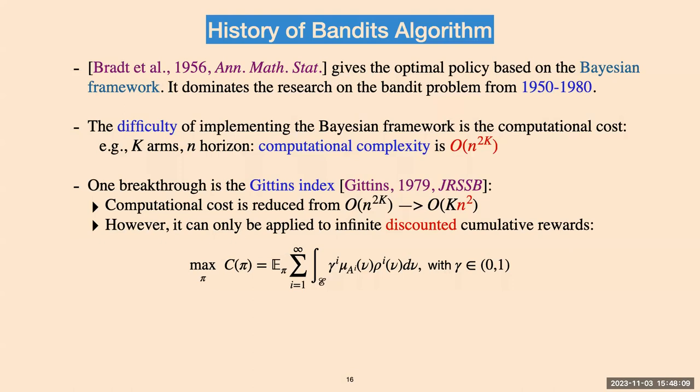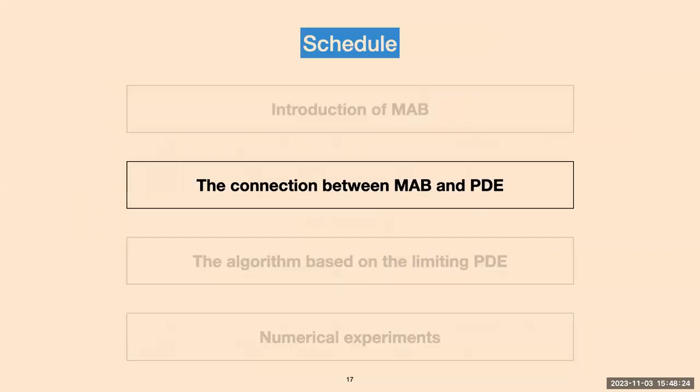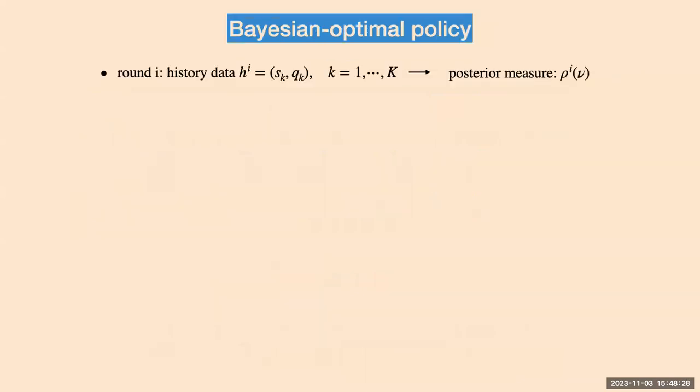Okay, so the question is: is it possible to reduce the computational cost for an undiscounted accumulated reward when your horizon N is large? And this is what I'm going to talk about, the connection between MAB and the PDE.